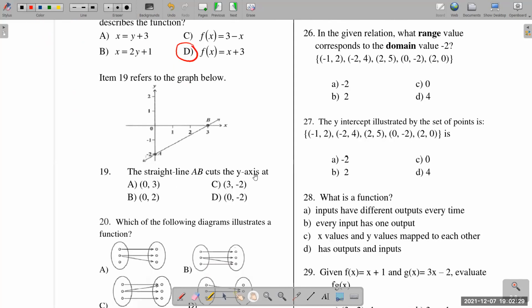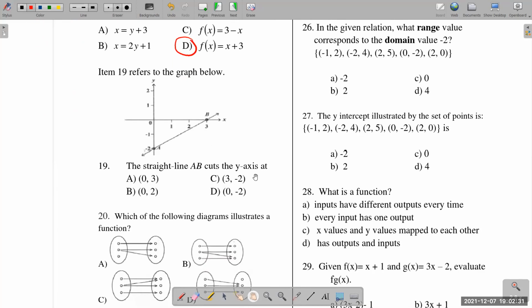Number 19. I love this. The straight line cuts the y-axis where? So now you're looking for the point. Before we even continue, which point is cutting the y-axis? Is it A or is it B? And to be honest, they're labeled, so you should be able to look at it and see.